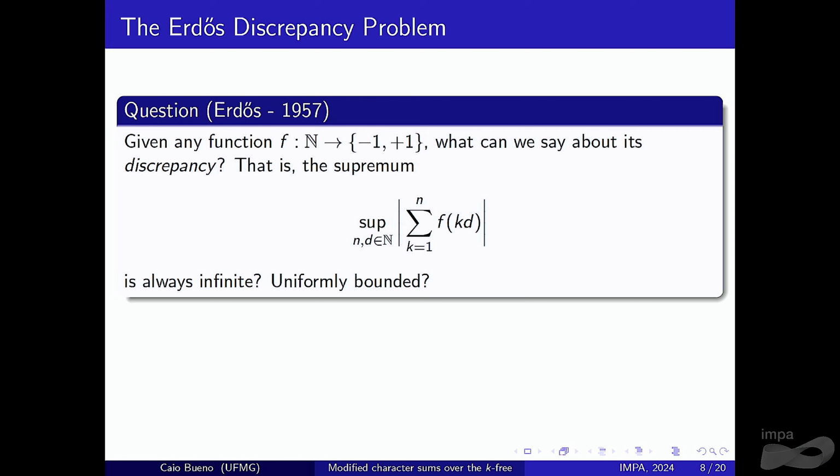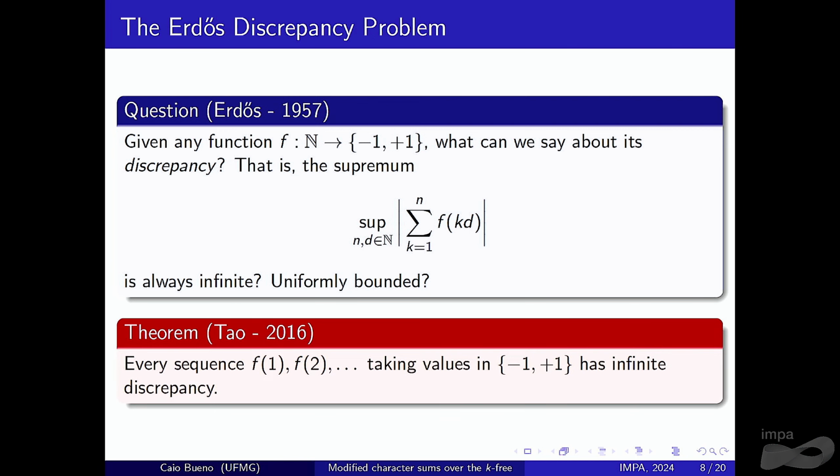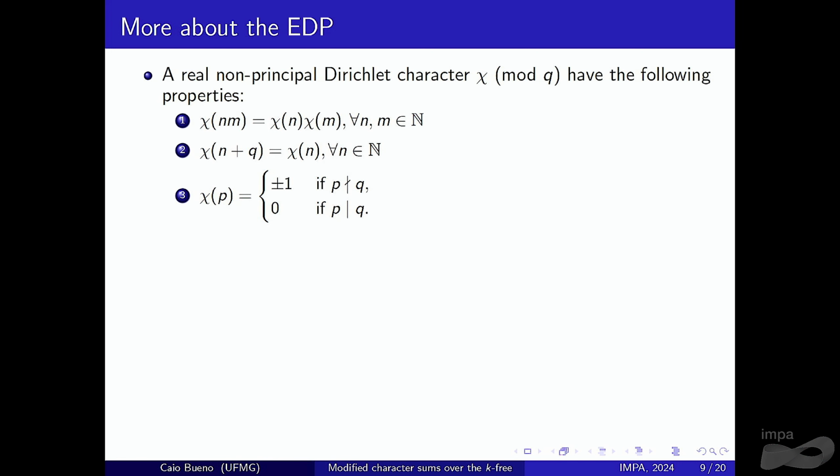In 1957, Erdős presented a conjecture, the Erdős discrepancy problem. He asked, for any arithmetic function that goes from the naturals to plus or minus 1, whether the supremum of its partial sums is uniformly bounded by some constant, or if it is infinite. And half a century later, this became a theorem by Tao, and he proved that this supremum is in fact infinite.